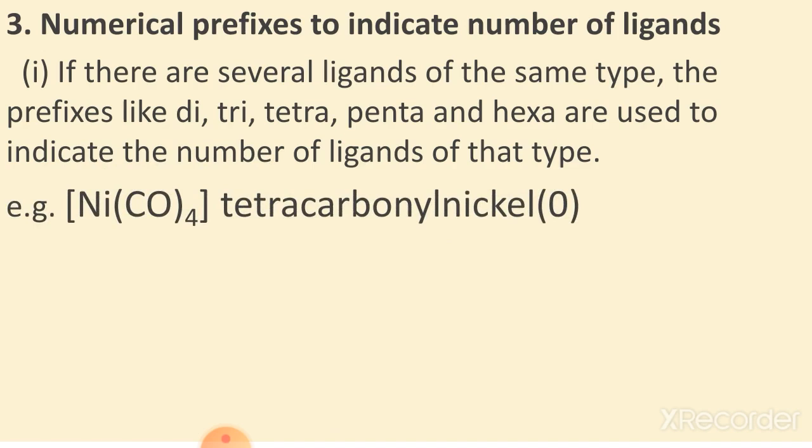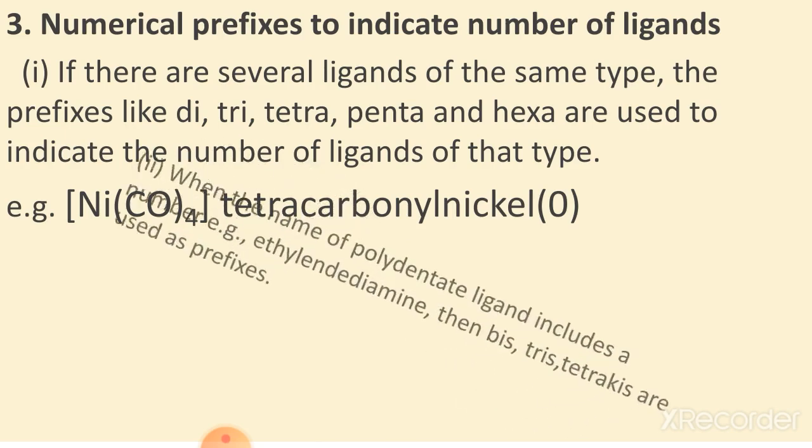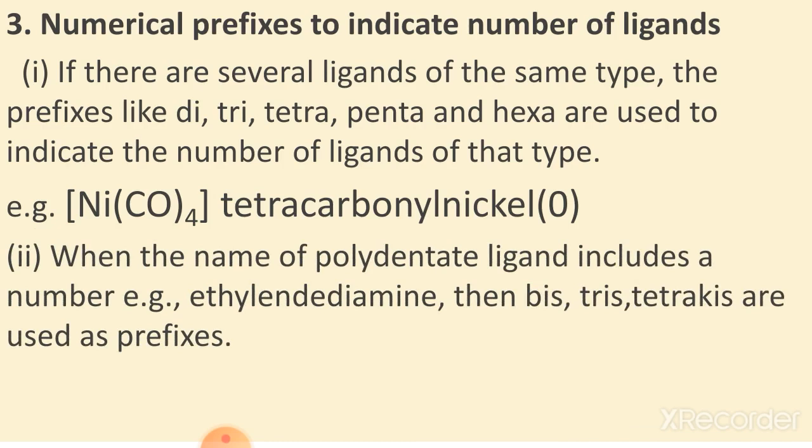So look at the example, Ni(CO)4. Here CO is present 4 times, so for 4 we use tetra. So the name of the complex is tetra and the name of CO is carbonyl. Here nickel has no charge, so you can write the name as such, nickel, with oxidation number 0. So the name of Ni(CO)4 is tetracarbonyl nickel(0). In this way you can use di, tri, tetra.